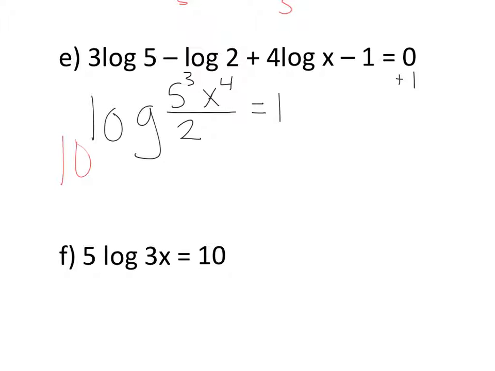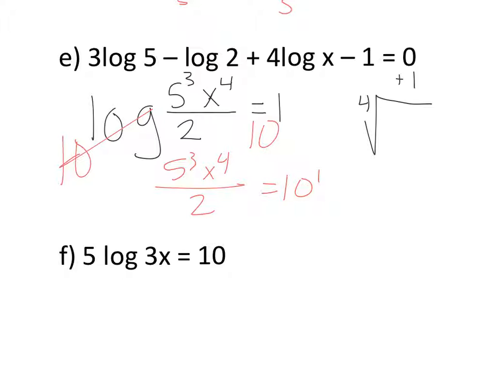So you do 10 raised to one side, 10 raised to the other side. So these two cancel. 5 to the 3rd, x to the 4th over 2 is equal to 10 to the 1st. You have to multiply by 2, divide by 5 to the 3rd, take the 4th root. So in your calculator, it looks something like this. The 4th root of 2 times 10 divided by 5 cubed, and you get that x is equal to 0.63.